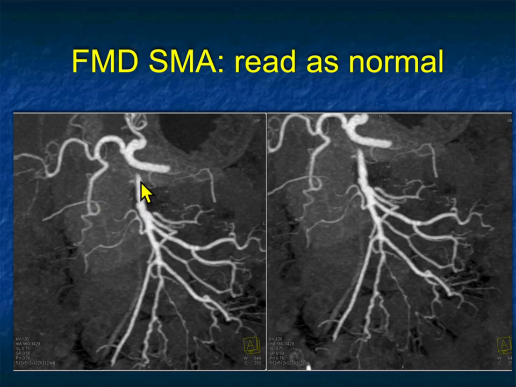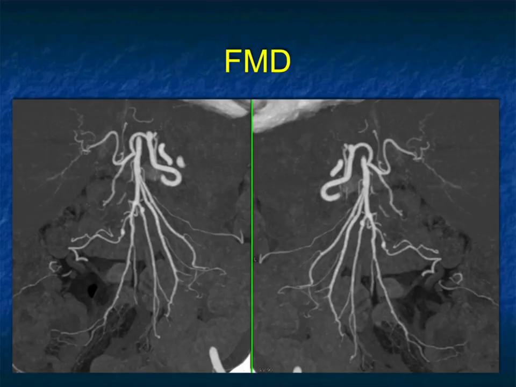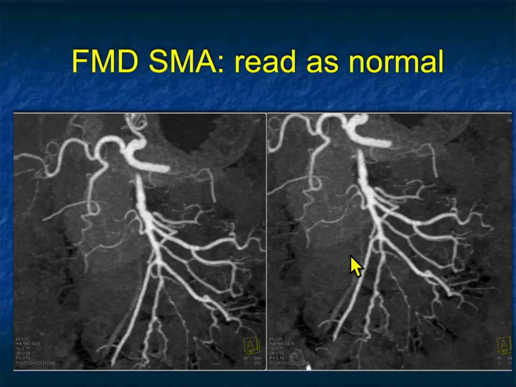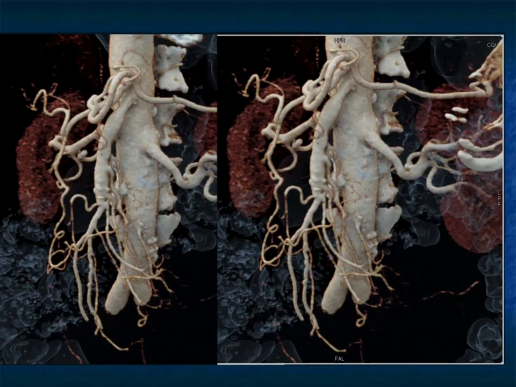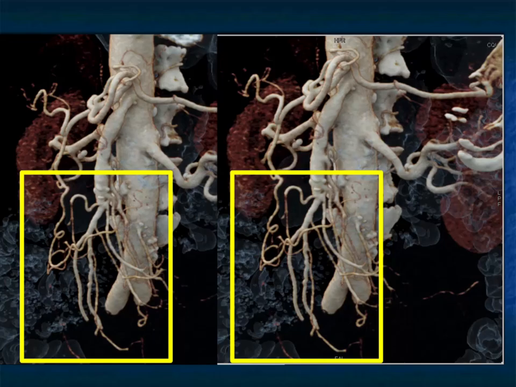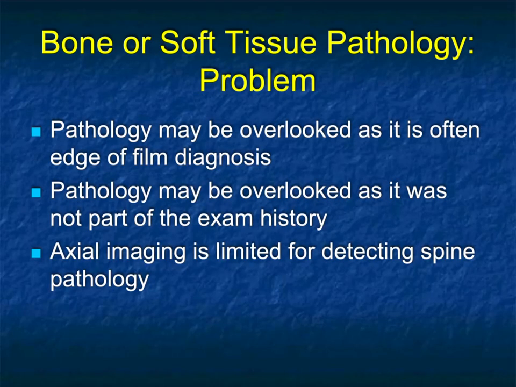This was read as negative, but look at the SMA. We think about FMD as in the renal arteries, but here it is nicely involving multiple branches of the SMA. Here's another example. And in this case, you could see that the patient also had small aneurysms present. Here as well, multiple aneurysms in branch vessels of the SMA in a patient with fibromuscular dysplasia. Here is another example using cinematic rendering showing you the irregularity, the beading of the branches of the patient's SMA. Very important. You're not going to appreciate that if you only look at axial imaging.